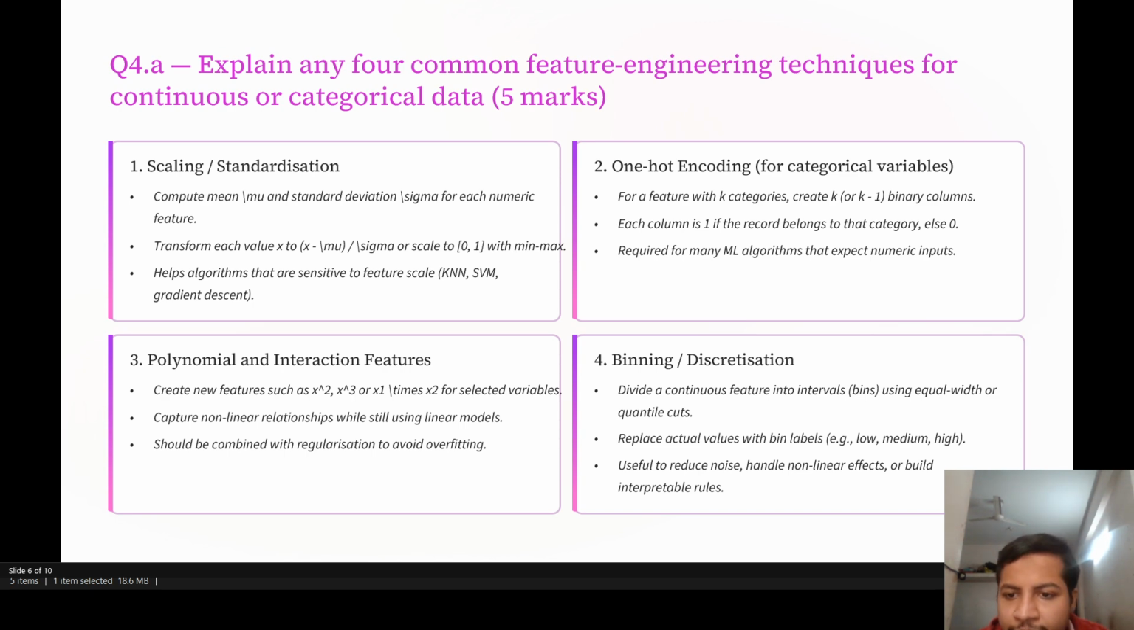Divide a continuous feature into intervals. These intervals mean bins, using equal width or quantile cuts. Replace actual values with bin labels, for example low, medium, high. Useful to reduce noise, handle non-linear effects, or build interpretable rules.